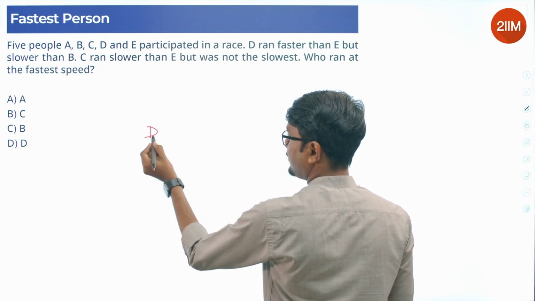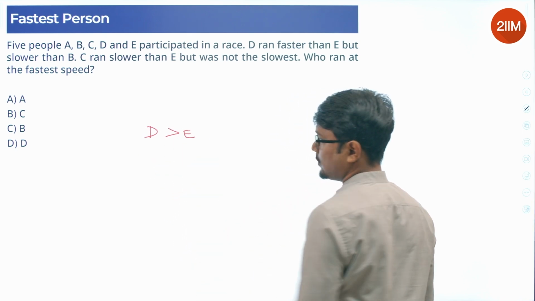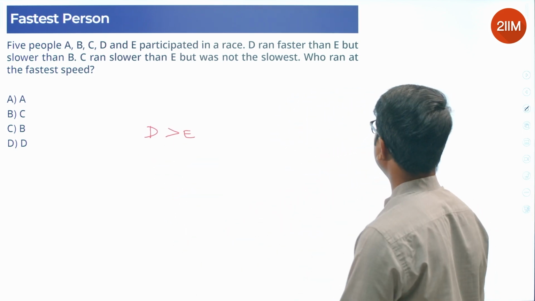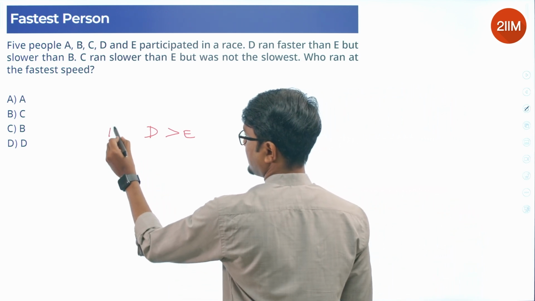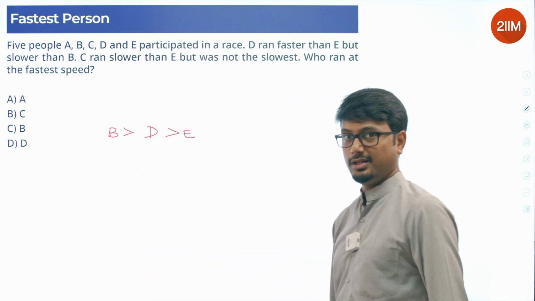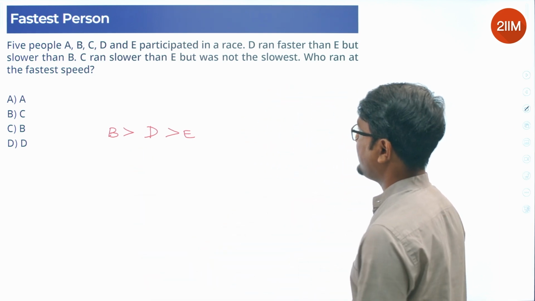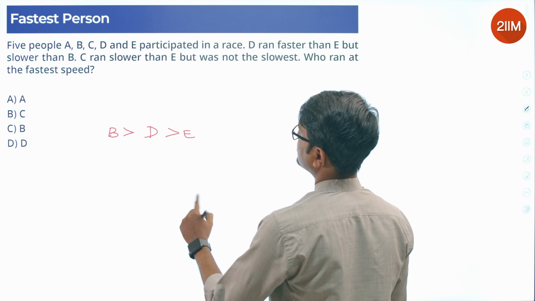D ran faster than E, or D is better than E in this case, but slower than B. So B is faster than D then. We got this. C ran slower than E.